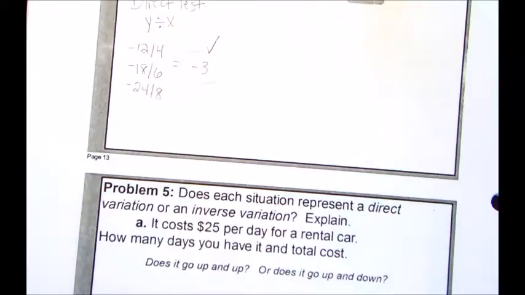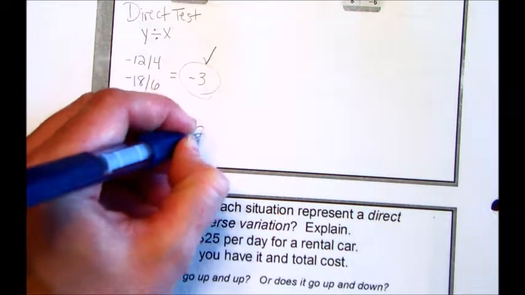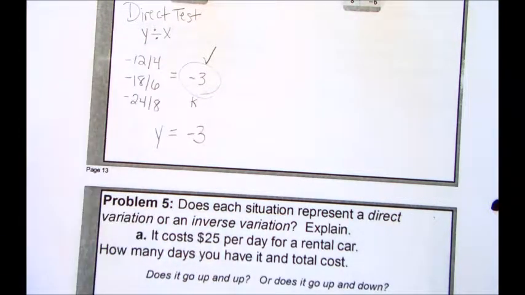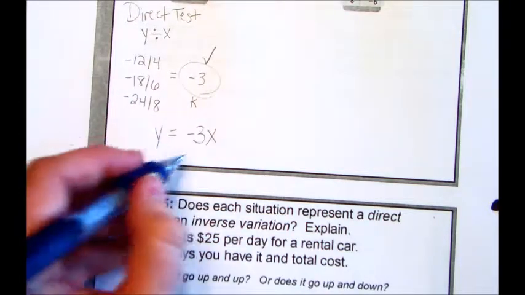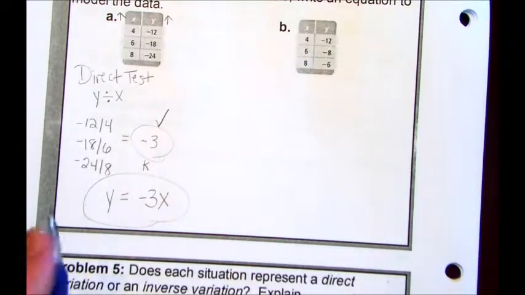So here's what we do. We make our equation. y equals, direct is the k value, that's the k value, times x. Pretty easy, right? Now remember, it's my job to make this look easy.